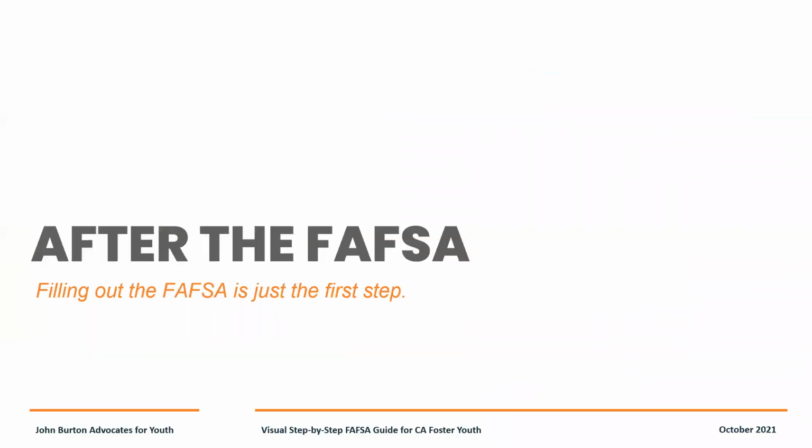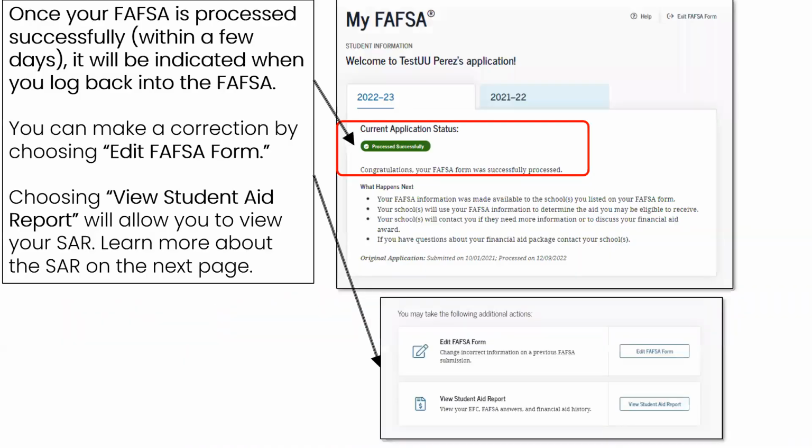All right. So now we're going to talk about all of the fun stuff that needs to happen after the FAFSA or CADA is filed. And just as a reminder, Jessica mentioned completing the FAFSA and the CADA is just the first step. So after the application is processed, they'll want to log back in to make sure there weren't any errors. Next slide, please. So if everything went well, they'll see a screen like this that shows that their application status is listed as processed successfully.